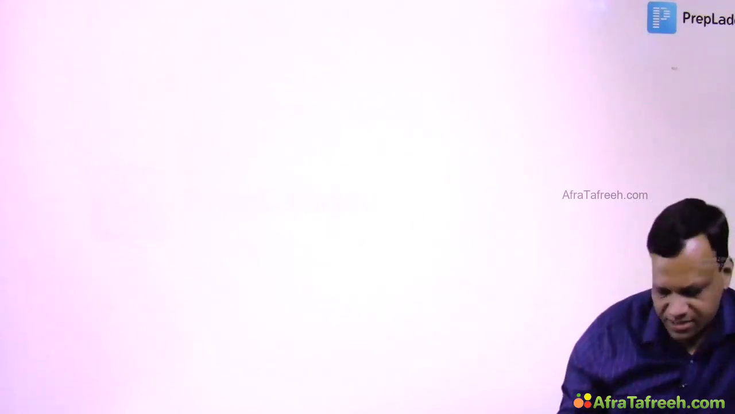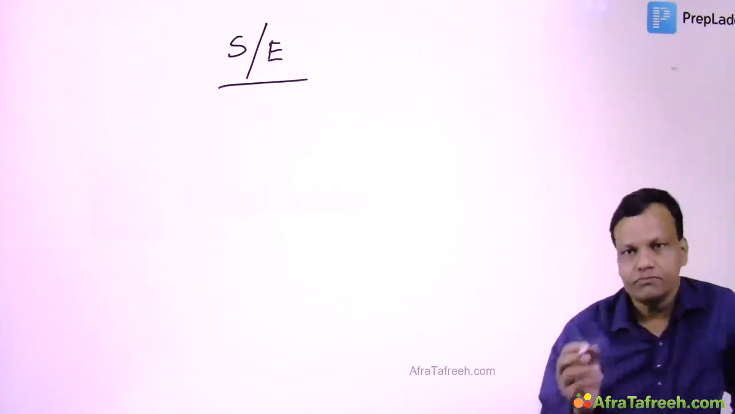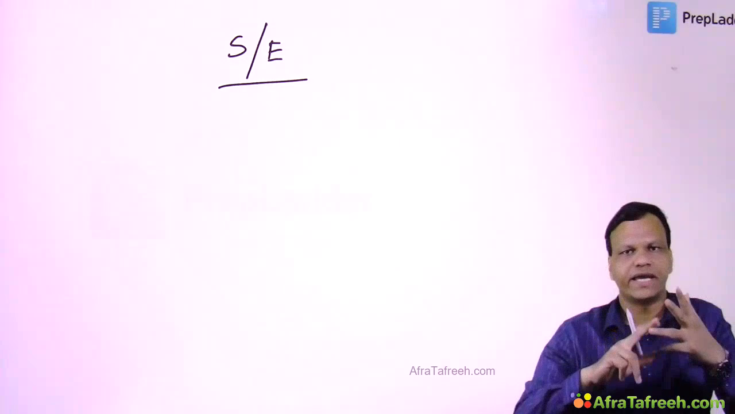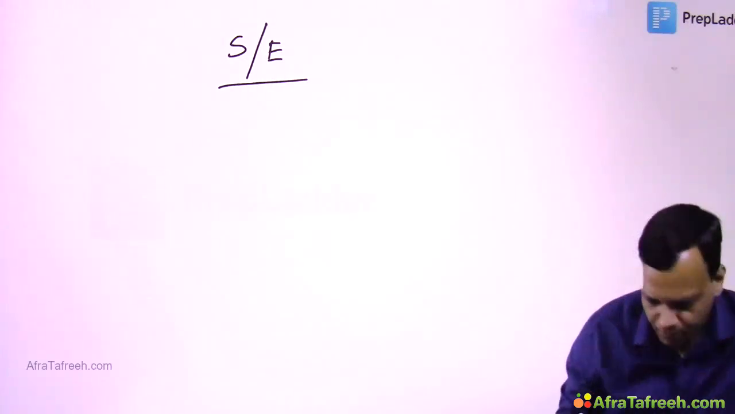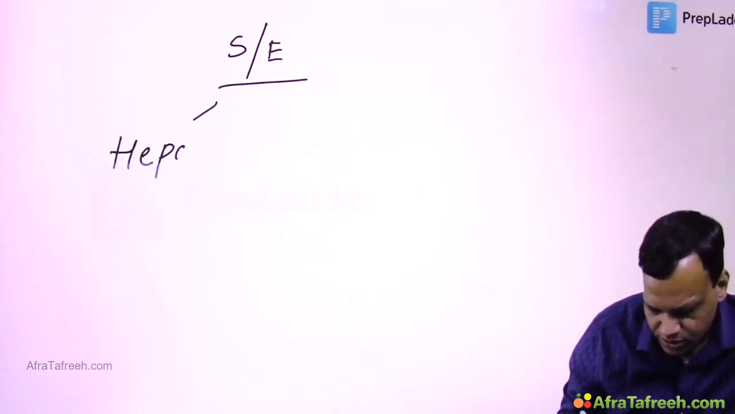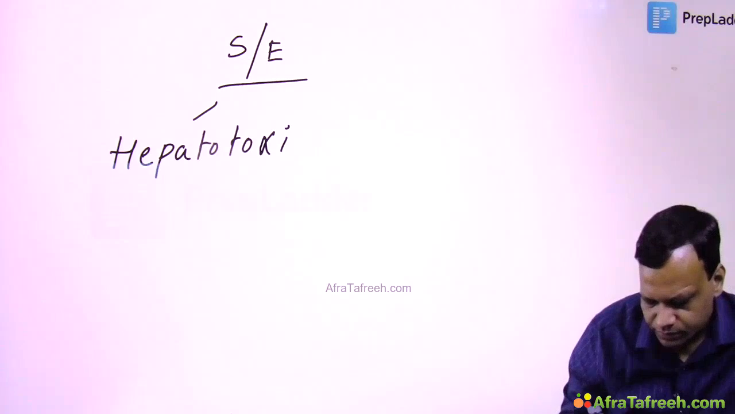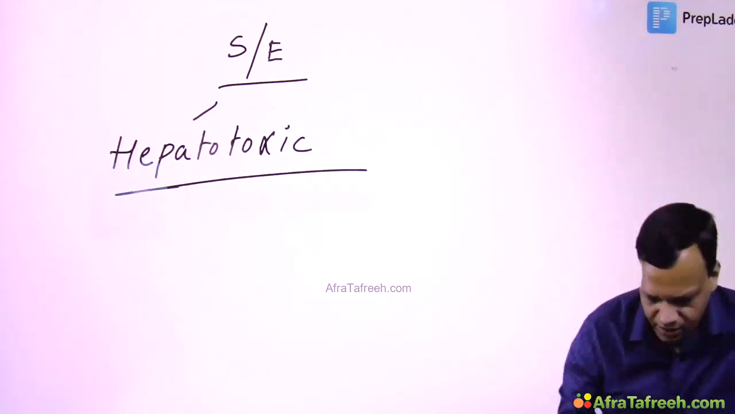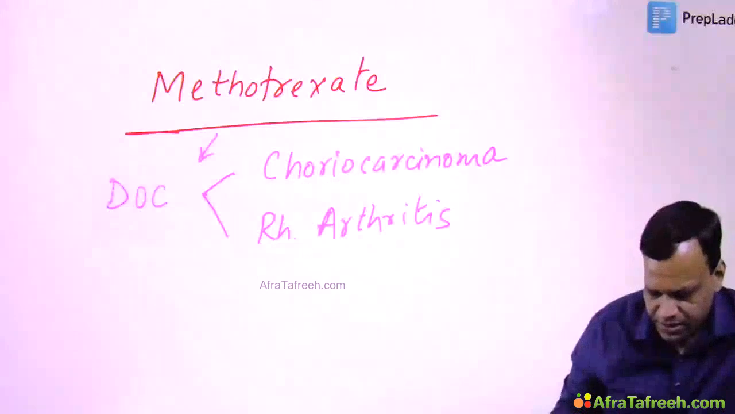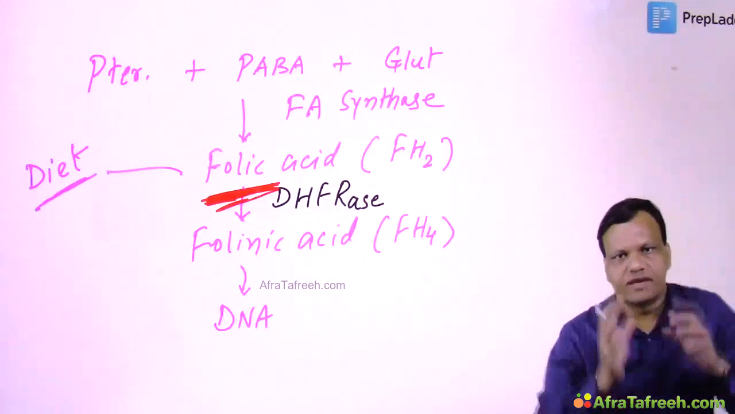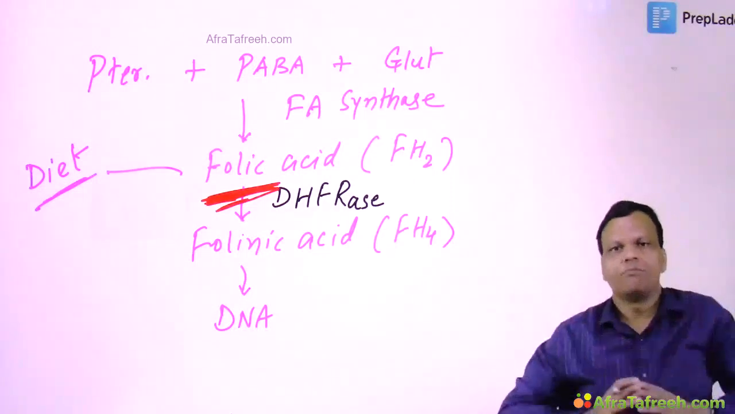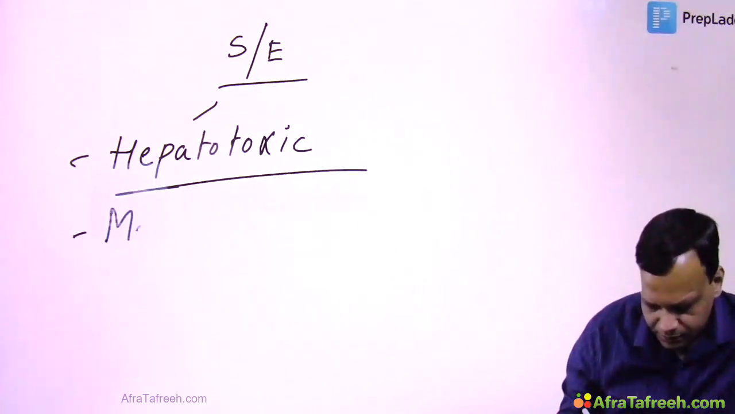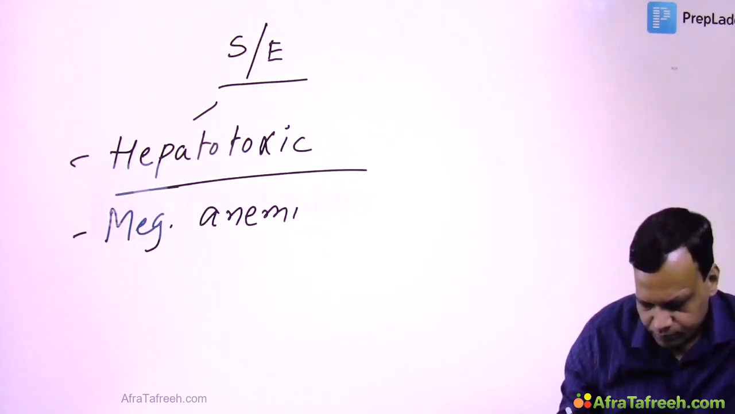Now coming to the major side effects of methotrexate. Like all anti-cancer drugs, it can cause four side effects: bone marrow suppression, alopecia, diarrhea, and hyperuricemia. But a special point to remember, methotrexate is hepatotoxic. It can cause liver damage, so LFT monitoring is recommended. And second, if you see the mechanism, it is inhibiting the folic acid pathway. So if there is a deficiency of folic acid, what can happen? Yes, megaloblastic anemia. So methotrexate can result in megaloblastic anemia. Clear?